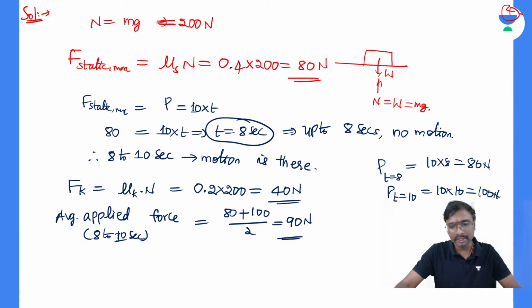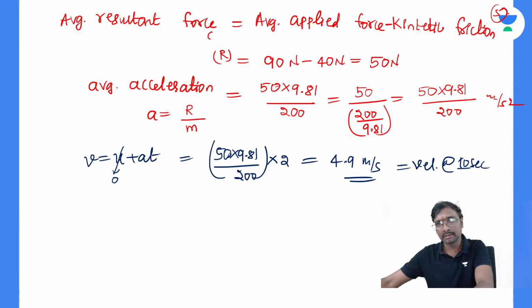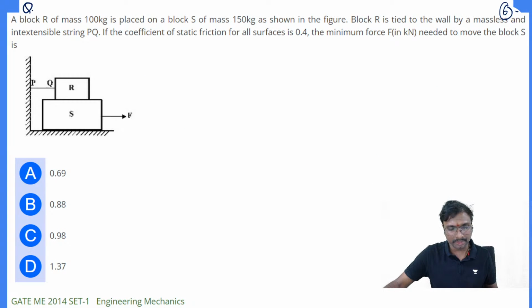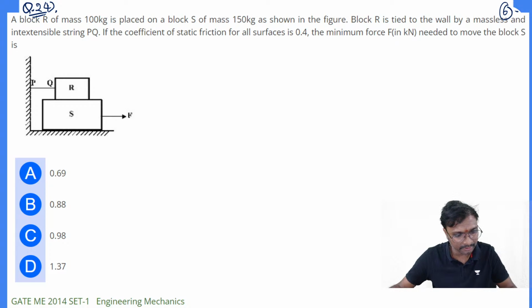Right, 23 and 24th question we'll say. This is your question number 24. We'll solve this question and we'll stop friction. So what do you have, everyone?